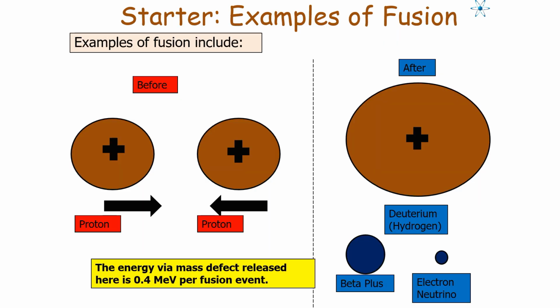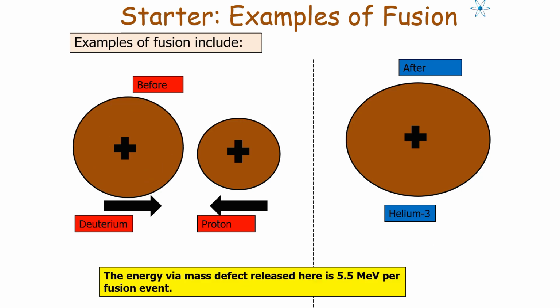Now, examples of fusion in the universe include two protons coming together to form deuterium, a beta plus particle, a positron, and an electron neutrino. The energy released via mass defect during this fusion event is 0.4 MeV. Another example would be deuterium, which is an isotope of hydrogen, and a proton fusing together to form helium-3. The energy released in this event is 5.5 MeV.